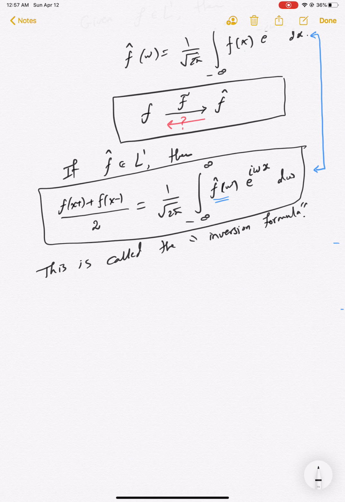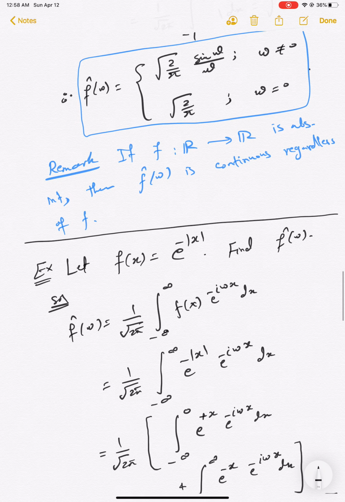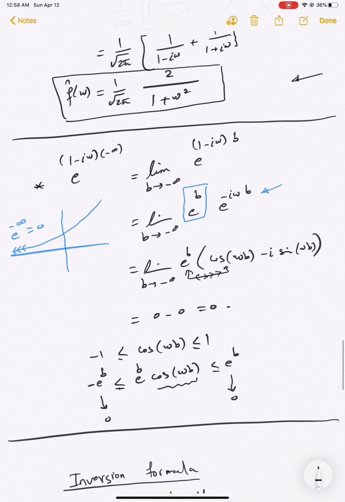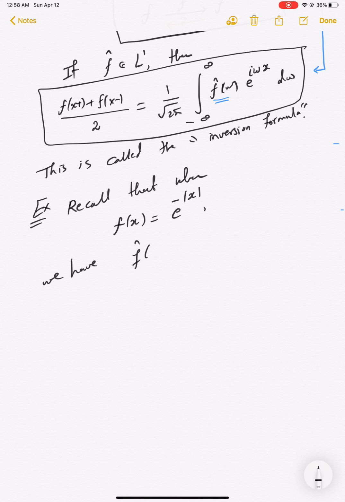Okay, so this is our inversion formula. Let's see how we apply this formula and what are the benefits of using it. I'm going back to the example we did last time, the function e to the minus absolute value of x. Recall that when f of x is e to the minus absolute x, the Fourier transform equals root 2 over pi times 1 over 1 plus omega squared. Okay, this is the Fourier transform.